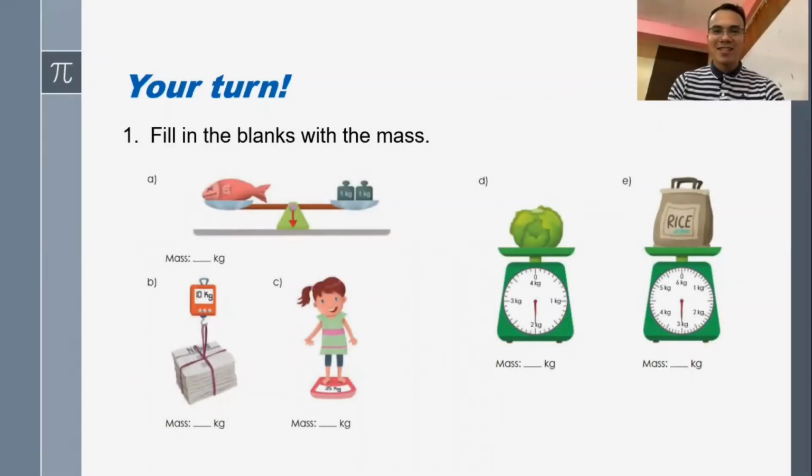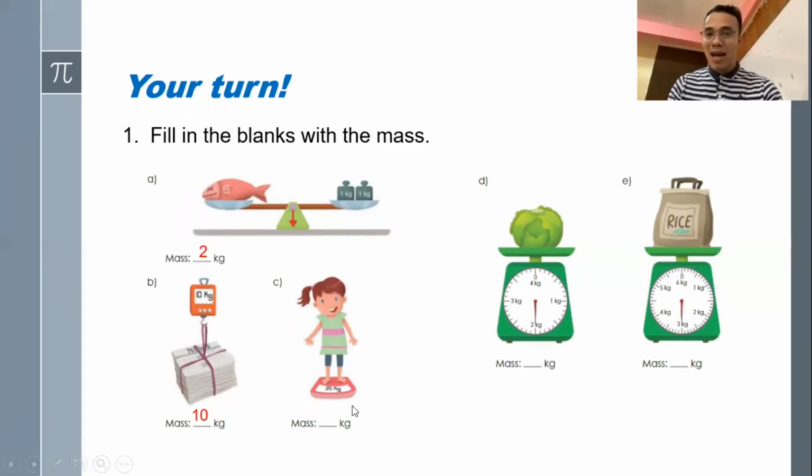All right. How did you find the exercises, grade 2? Are they easy or hard? Let's see if you've got the correct answers. For letter A, the correct answer is 2. All right. Let's proceed to letter B. In letter B, the correct answer is 10. It says here 10 kilograms.